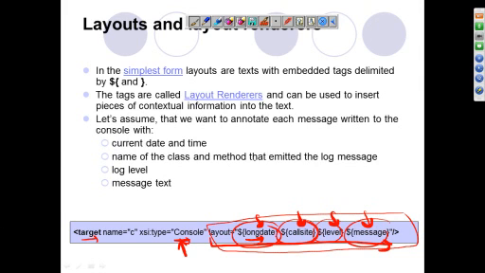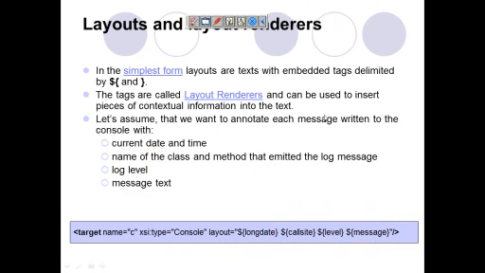So if you want to save some message in the console or anywhere in a specific format, we can make use of the layout. For example, here we want first the current date and time, then the name of the source class, then the log level, and then the actual message. We can make our layout using these layout renderers.